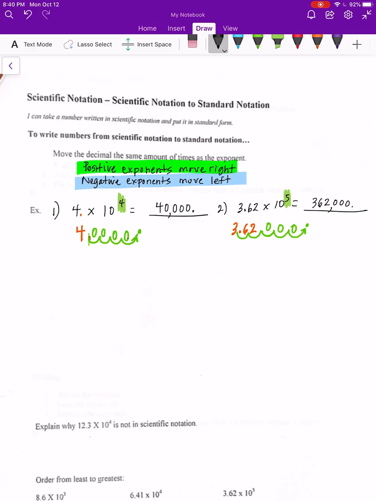Now, do not get in the habit. Like this one was to the 4th power and it had 4 zeros. This one was to the 5th power. Did it have 5 zeros? No, because that's not what it refers to. It means move the decimal 5 times.